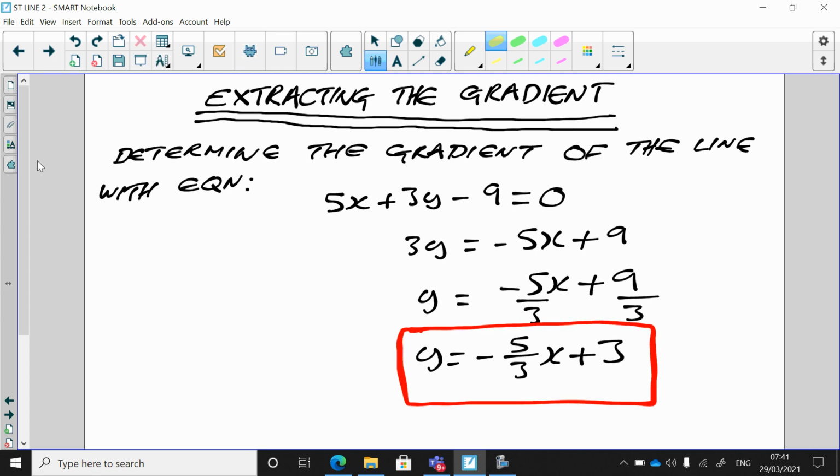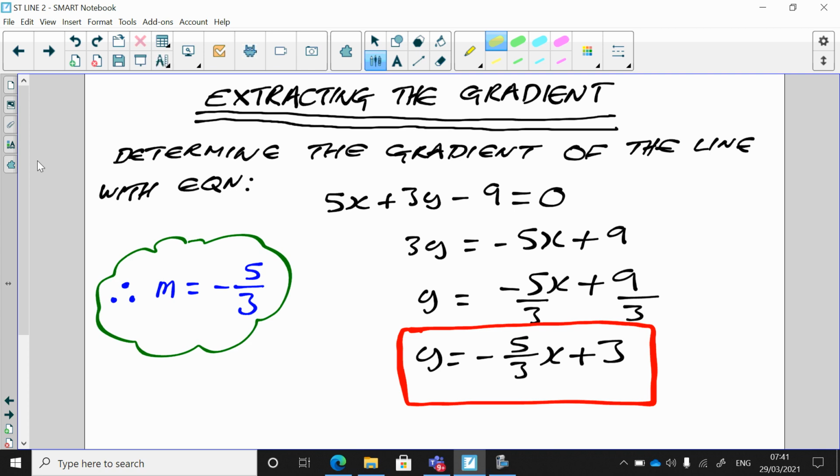So that looks nice. So the number in front of x, that is our gradient. Okay, so our gradient is negative 5 thirds, or negative 5 over 3. That's us, we've extracted the gradient. But we had to rearrange the original form into the form y equals mx plus c.